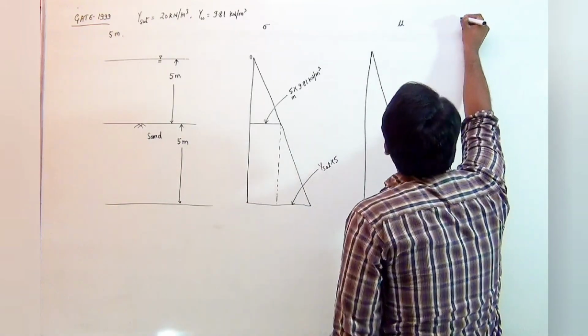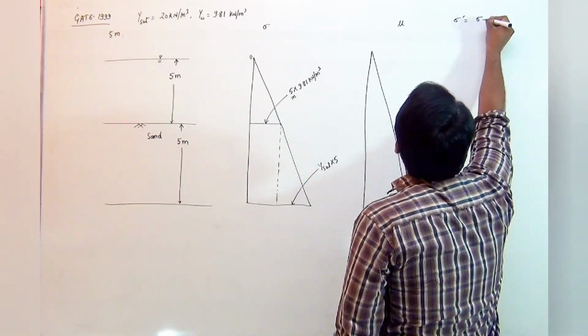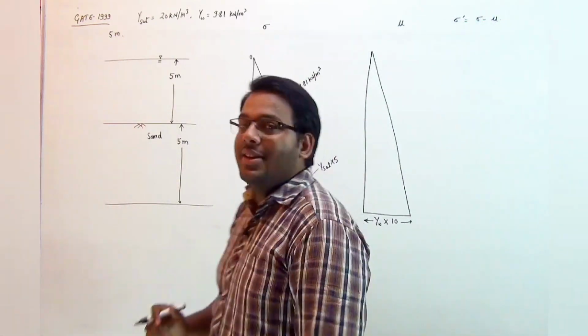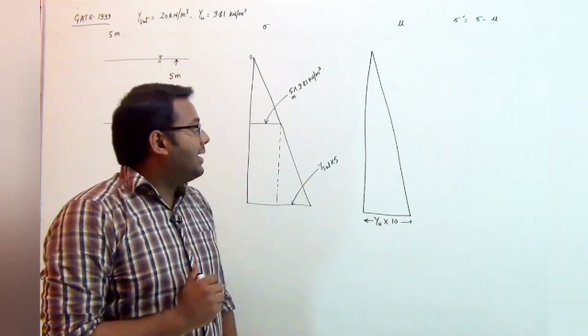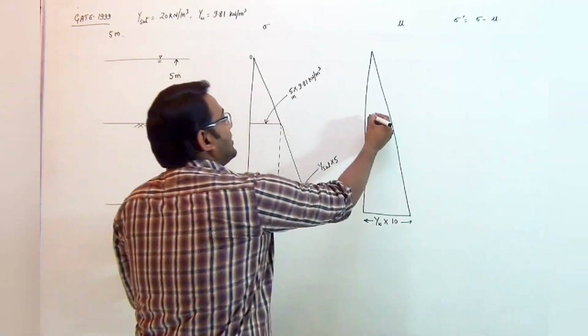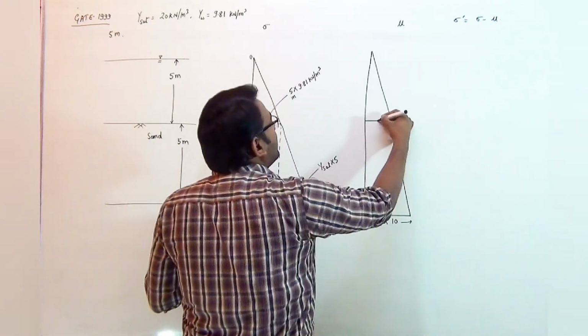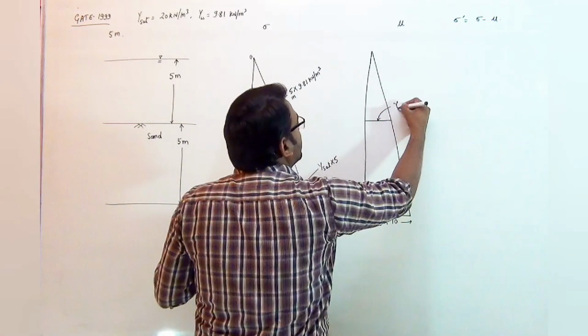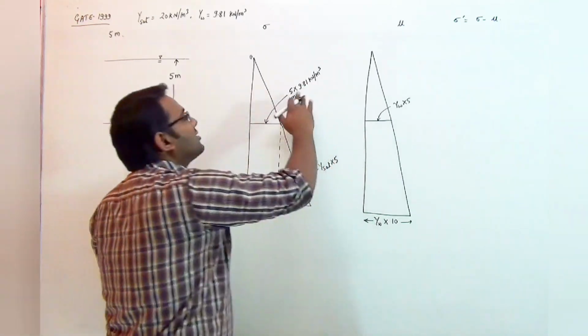Whereas the effective stress is calculated as the difference of total stress minus pore water pressure. As you can see, for the first 5 meter the value of pore water pressure is the same as that of total stress.